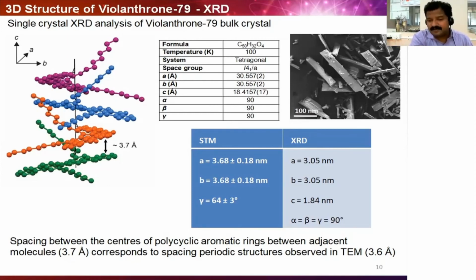A slight discrepancy is probably due to the conditions under which these measurements are performed, because in XRD the measurement takes place at 100 Kelvin, while in STM this is at ambient conditions. So there is this thermal difference, but still, these are very good indications. And what we see is a very good correlation between the lattice parameters of the 2D arrangement and the 3D arrangement in the bulk crystal. Extremely interesting.